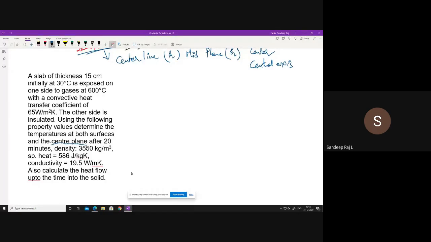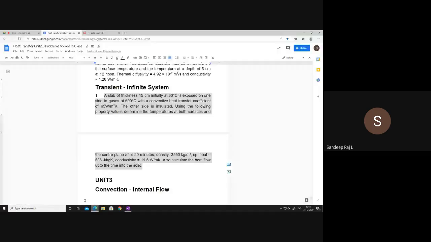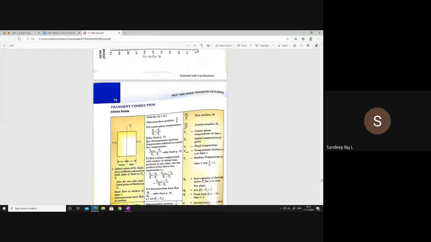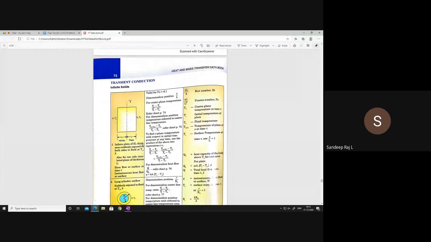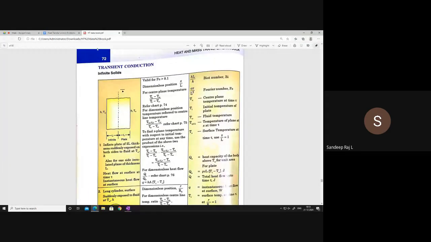So this particular problem has to be solved using the infinite model. Infinite model means you have to use the infinite case in the data book. In transient heat conduction, go to page number 72. In page number 72, you will have these infinite solids.